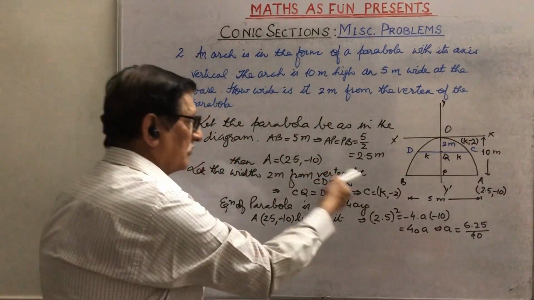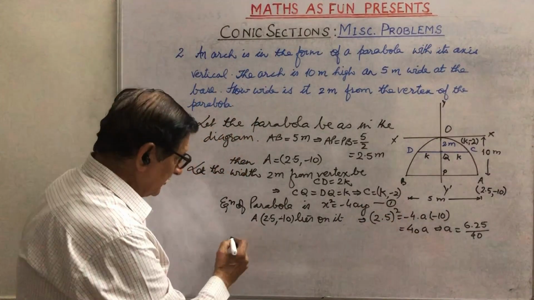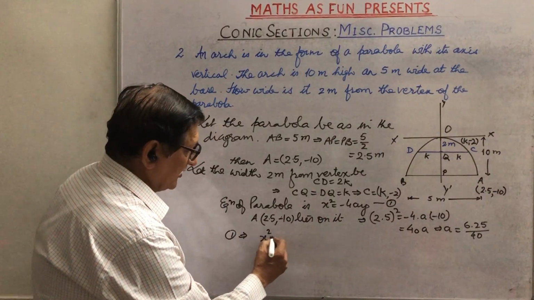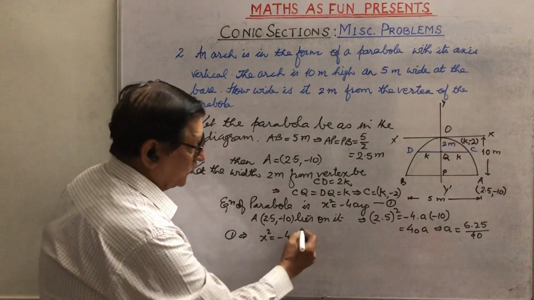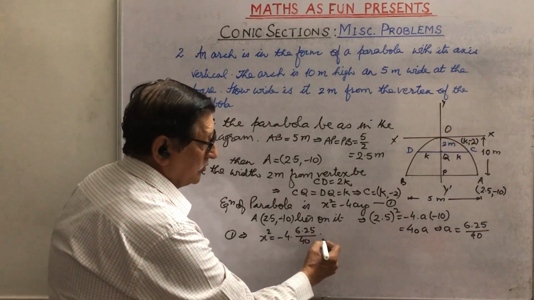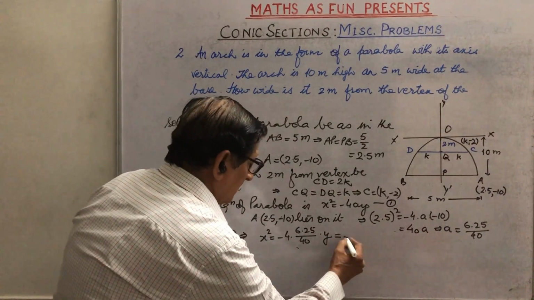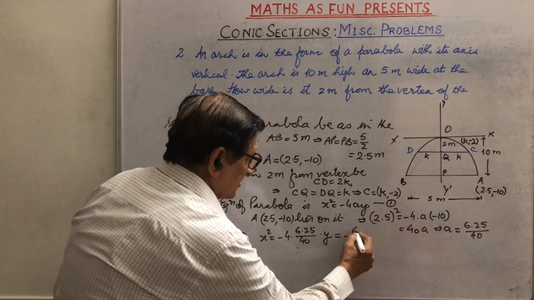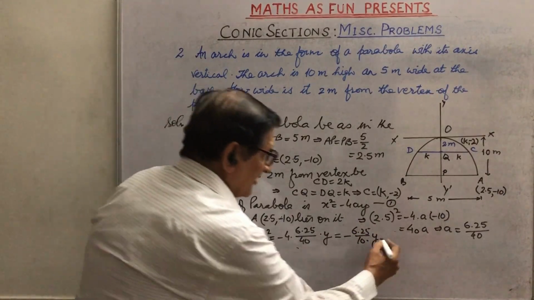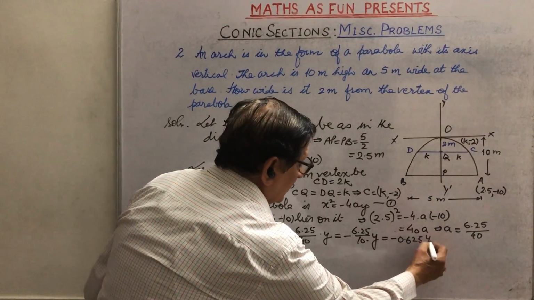If we substitute this value in the equation of the parabola, which can be taken as 1, so substituting in 1, we are getting x square is equal to minus 4 into 6.25 upon 40 into y, which is equal to minus 6.25 upon 10y, or we can say this is minus 0.625y.